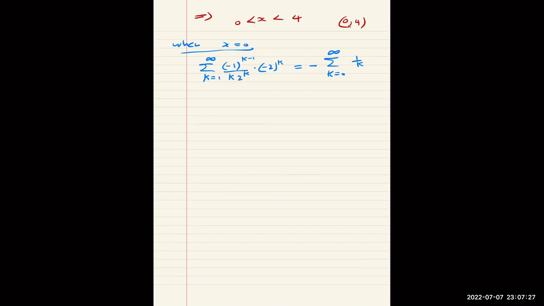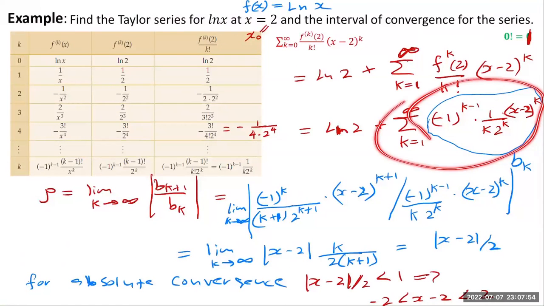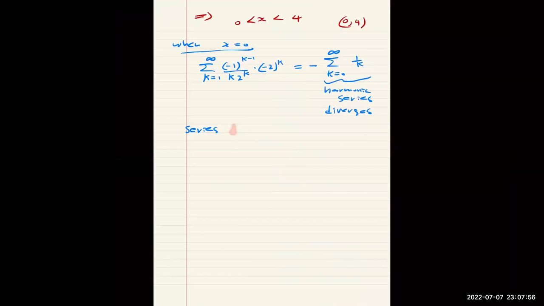But we know that this diverges. This is the harmonic series. The harmonic series diverges. So that means the series diverges at x is equal to 0. Series means the series that we were analyzing, this series. The series diverges at x is equal to 0.